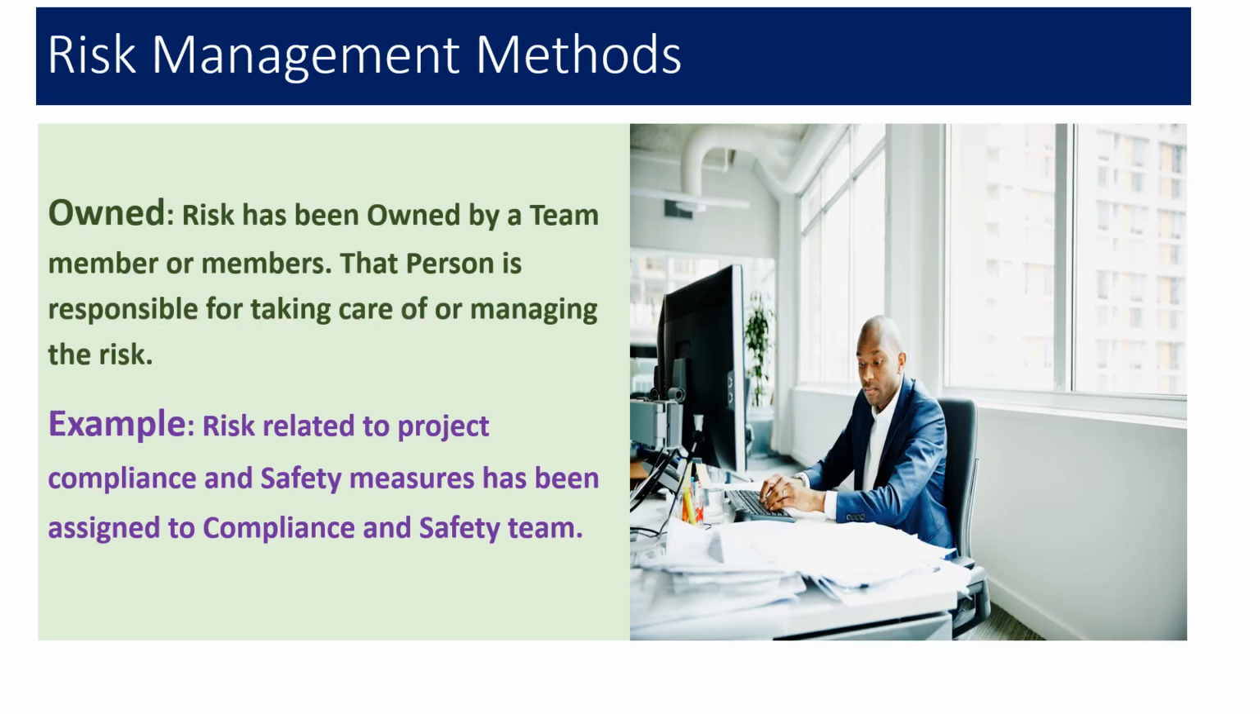The second method is owned. That means the risk has been owned either by a team member or a group of members. That person or group of persons is responsible for taking care of or managing the risk, and they are accountable for that particular risk. One example could be a risk related to project compliance and safety measures that has been assigned to the compliance and safety team. Now that particular team is taking care of the compliance and safety related methods and processes within the project.